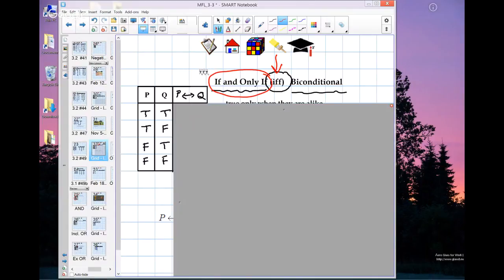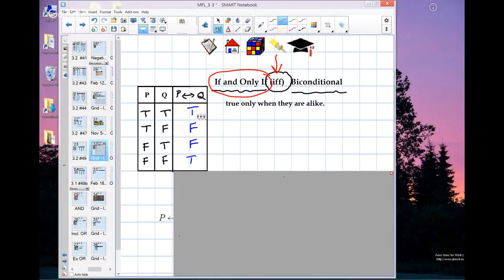And well, I'm just going to flat out show you. Here's the results. It's true this time only when they're alike. So this is just the opposite of, you remember which one? This is just the opposite of the exclusive or. When it was true only when they're different, this guy is true only when they're alike.